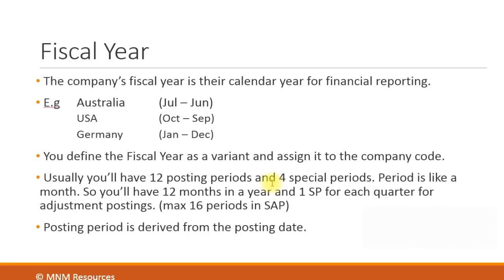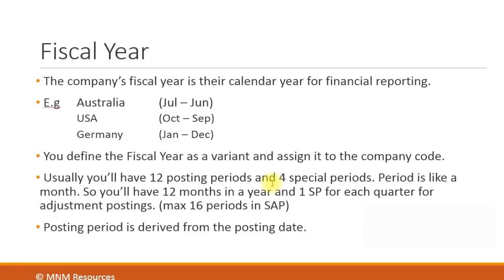So in SAP you can have up to 12 posting periods for a fiscal year variant and 4 special periods, a maximum of 4 special periods. You can even have just one special period, or you can have just the 12 posting periods without any special period at all. So what is this special period?